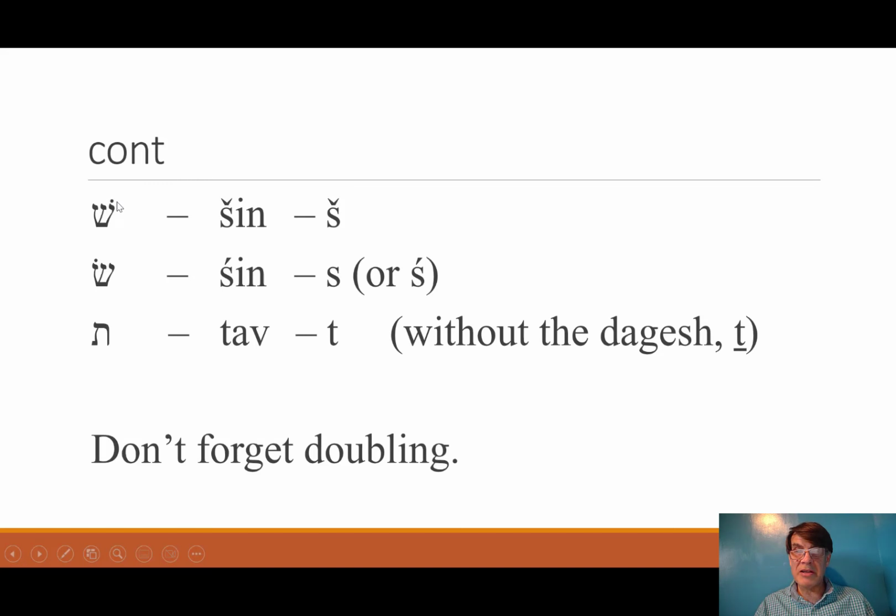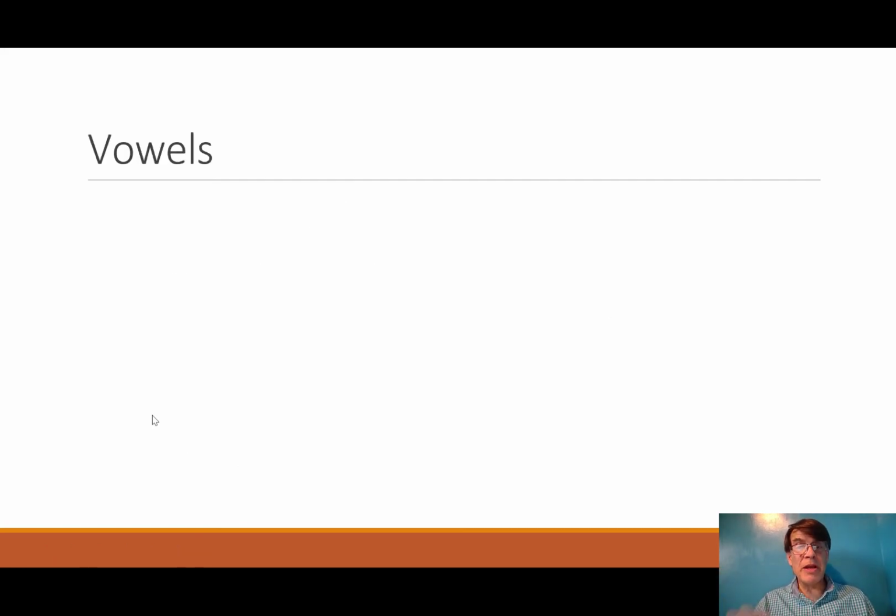Sheen is not a begad kefat letter. If sheen has a dot right here, we're going to find out about in the next video about dageshes, but if sheen has a dot in it, then it's a doubled sheen. It's sheen, sheen. It's twice the sheen. Actually, sometimes a dagesh in a tav can be a doubling dagesh. We'll tell you how to do that in the next video. But don't forget doubling. When you're transliterating a doubled letter, you're going to write it twice. It's very simple. All right, what about the vowels?